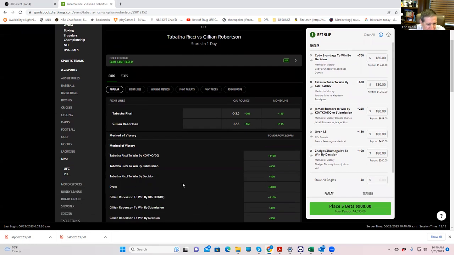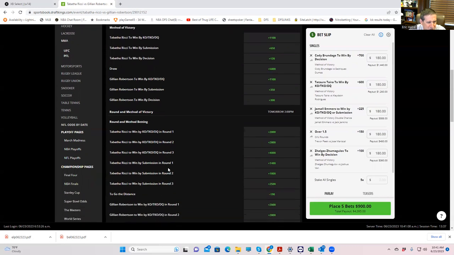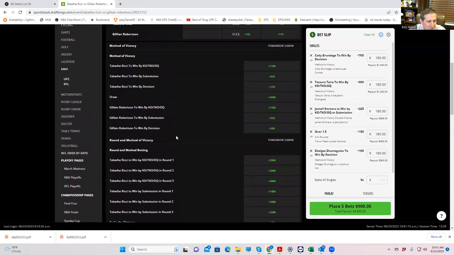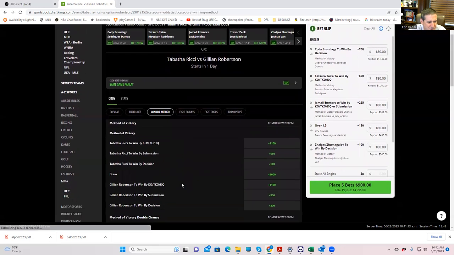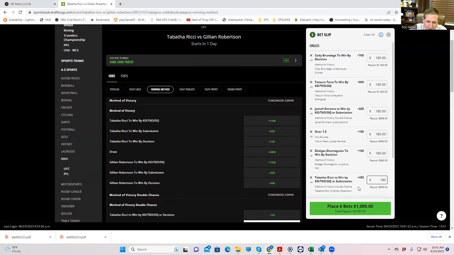But you look at some of these props here, you have Ricci by KO is like plus 1100. Or you have Ricci by submission is plus 650. I think either of those are probably pretty good. Maybe we should be a little bit more risk averse. Just go by either winning method. So like Ricci inside the distance, for example, plus 450. Yeah, let's do that. So Ricci inside the distance for 180.